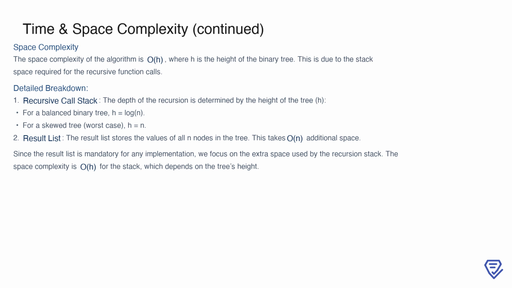Additionally, the result list requires O(n) space to store the values of all n nodes, but since this space is necessary for any implementation, we focus on the extra space used by the recursion stack. Therefore, the overall space complexity is determined by the tree's height and is O(h).